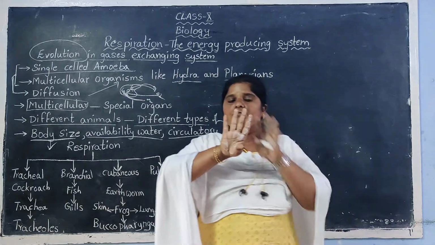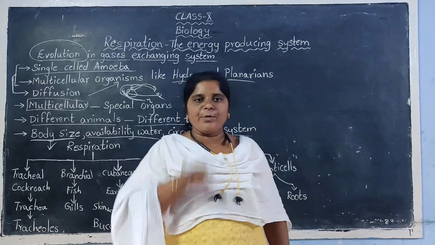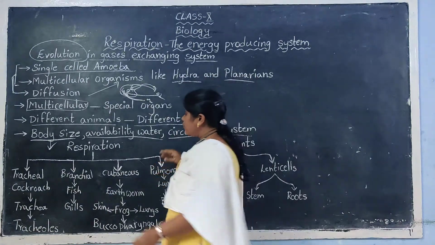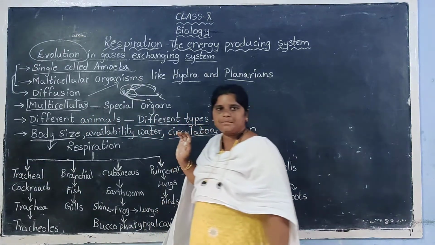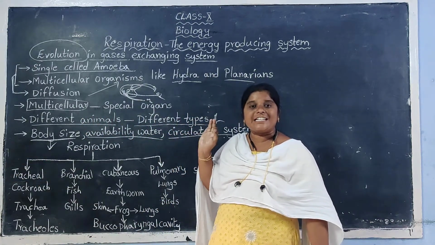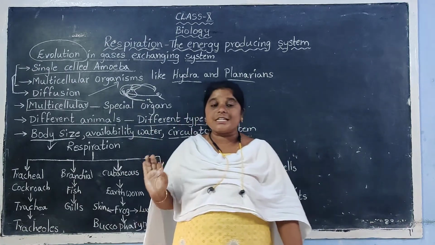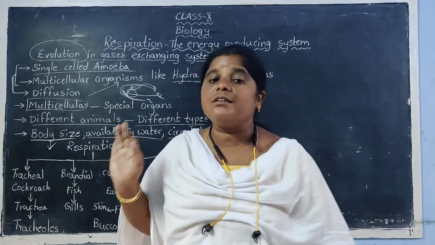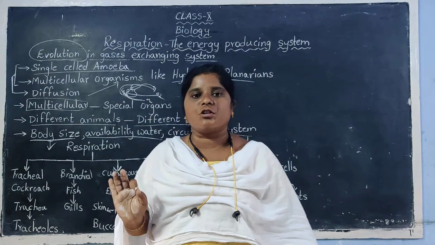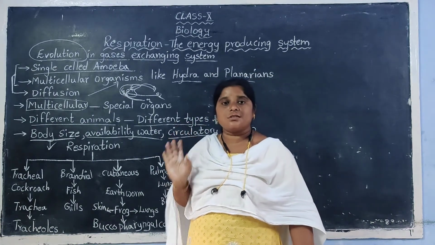How many types? 4 types. Now first of all, the first one is tracheal respiration. Tracheal respiratory system. Please repeat after me, just to follow my pronunciation properly. The first system is tracheal respiratory system.